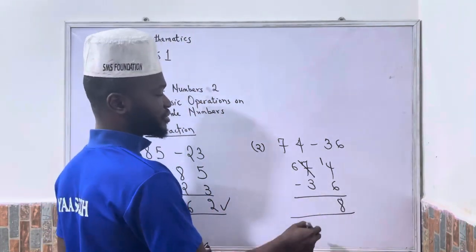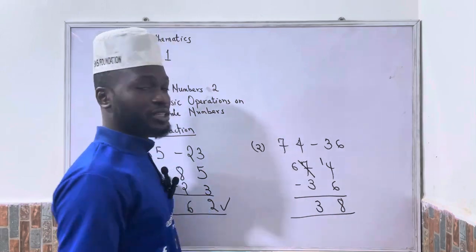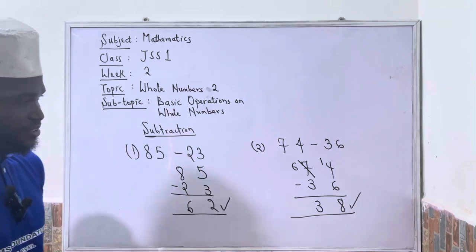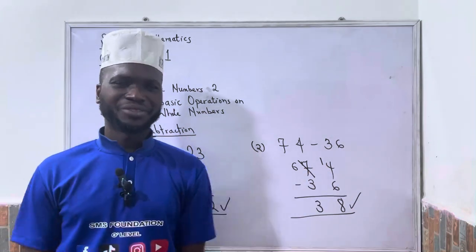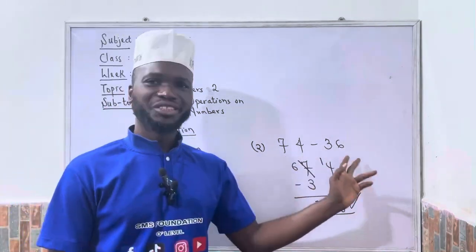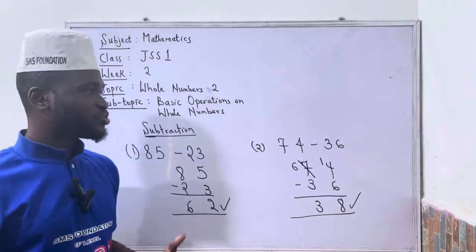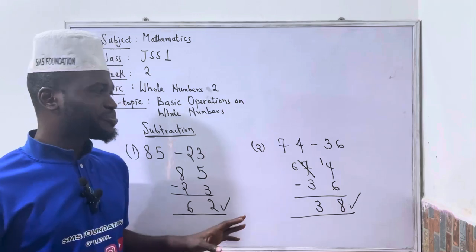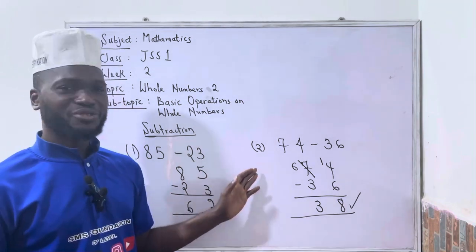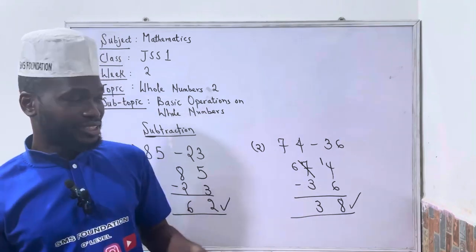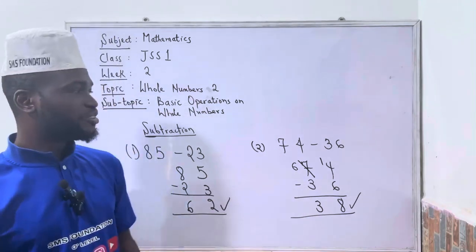Then 6 minus 3 will give me 3. So therefore, the answer to this is 38. So that is how it goes. The same thing you do for 2 digits, that's how you do for 3 digits, 4 digits, and so on. There is no special thing in subtraction. Once you understand the process from addition and subtraction, there is no problem.